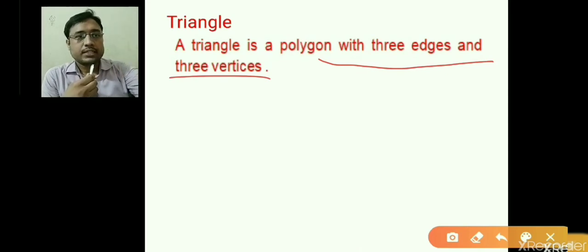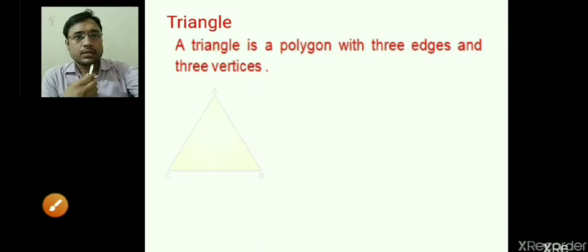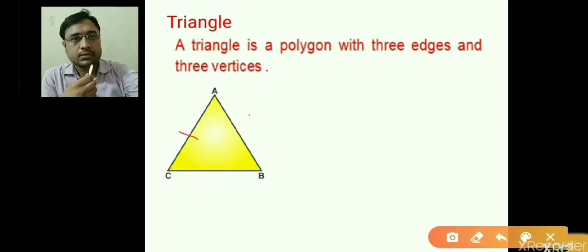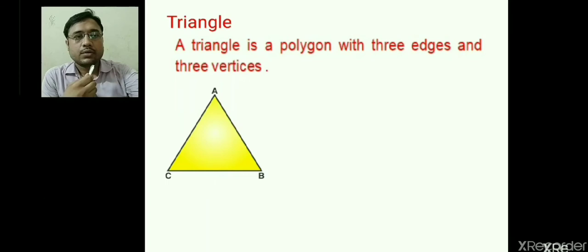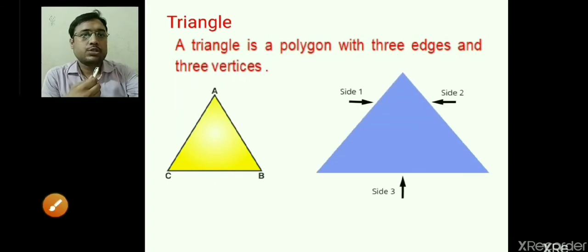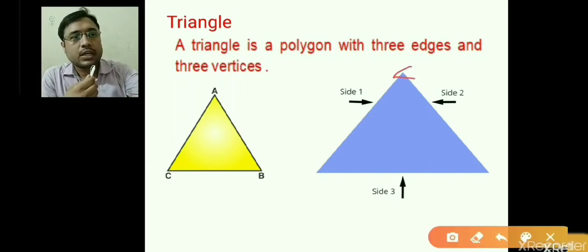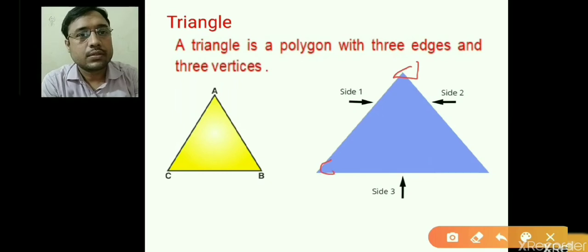Edges means sides. So in this diagram you can see AC is side 1, AB is side 2 and BC is side 3. So it has three sides, and these A, B and C are the three vertices here. Okay. Here also you can see in this diagram all these three sides, and at the corners you can see these are vertices.